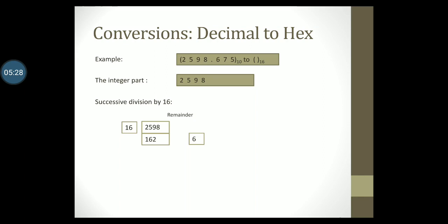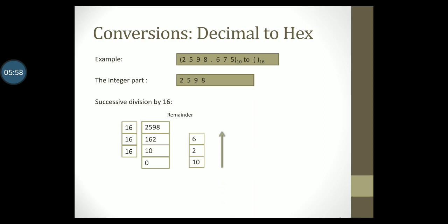Now we divide 162 by 16 again. So 16 into 10 is 160. 162 minus 160 gives us a remainder of 2. Again, we divide the quotient 10 by 16 and we notice that it is too small to divide by 16. So we get the quotient as 0 and 10 gets left as the remainder. This 10 will obviously be represented as A in hexadecimal.